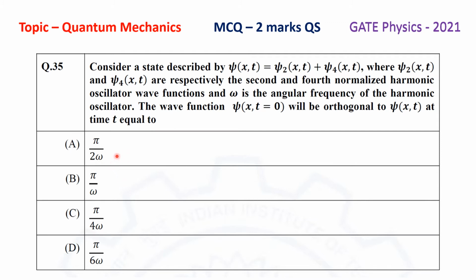Option A is pi by 2 omega, option B pi by omega, option C pi by 4 omega, and the last option, option D, pi by 6 omega. So we have to choose the correct answer from these 4 options. Let us see how to solve this problem.